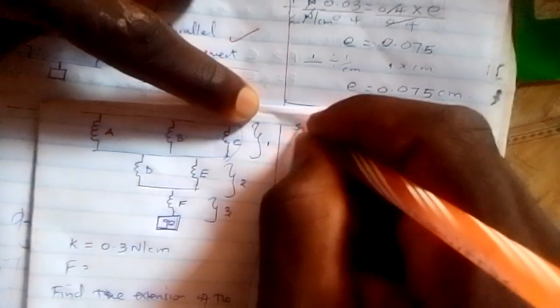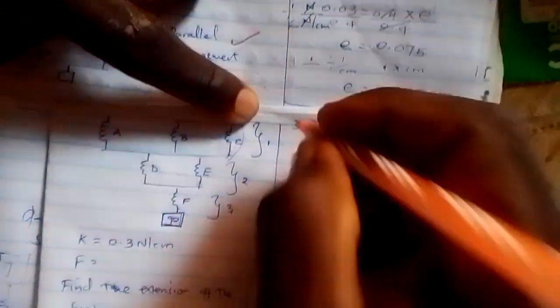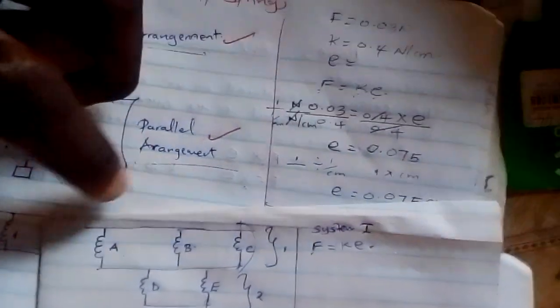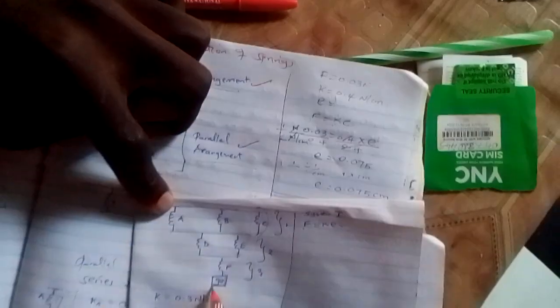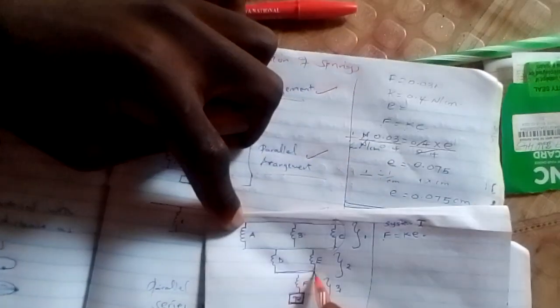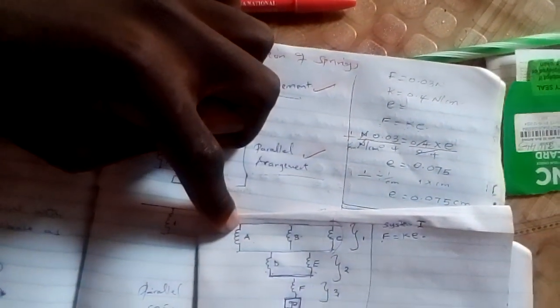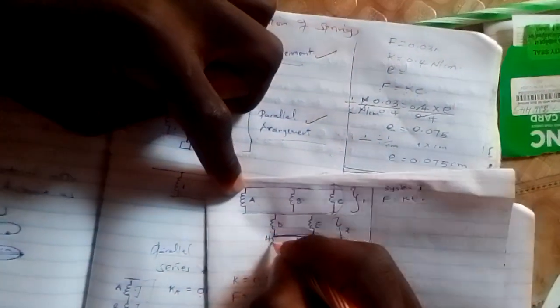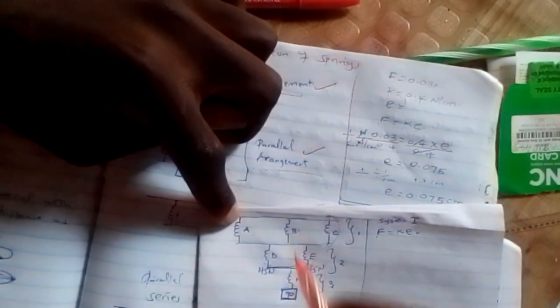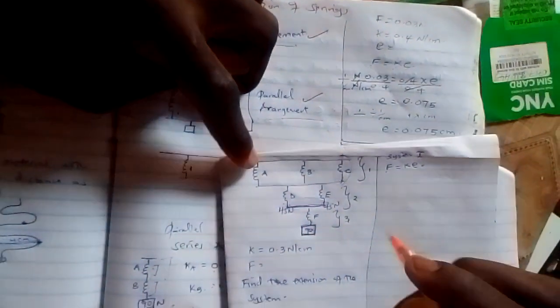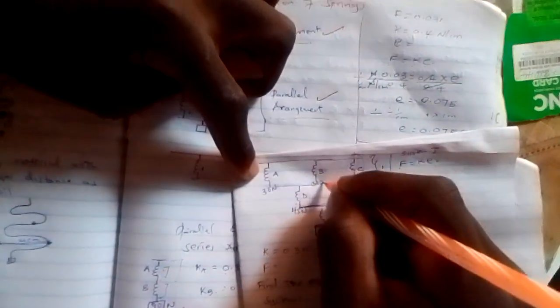Now let's say system 1, I mean. System 1 extension, force is equal to KE. Now let's distribute the force. This system 3 is only using a force of 90 because it doesn't have any spring that it is sharing with. If we go to system 2, we have a force of 90 on system 2, and system 2 consists of two springs. So we distribute the 90 between the two of them. Now we have 45 newtons and 45 newtons. If we go to system 1, it has 3 springs, and the 3 springs are sharing the 90 newtons. It means each spring must have 30 newtons.